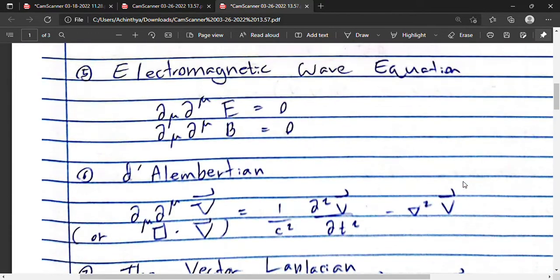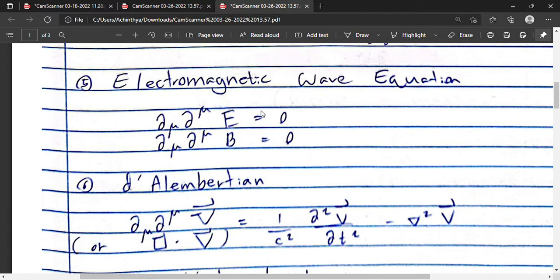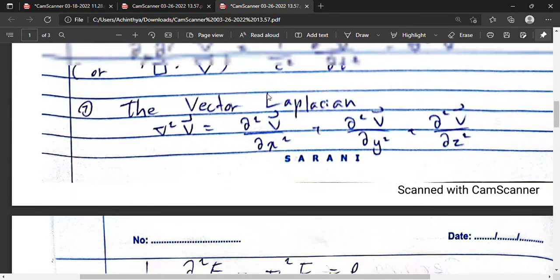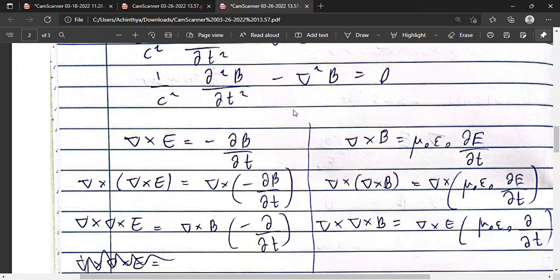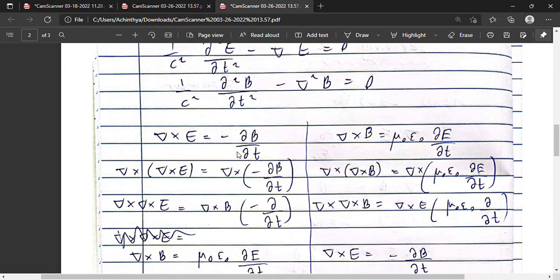So basically, by saying that the D'Alembertians of the electric and magnetic fields of light is zero, we can simplify it into these. So the D'Alembertian of the electric field of light is zero, and the D'Alembertian of the magnetic field of light is also equal to zero. Now we're going to do something crazy.